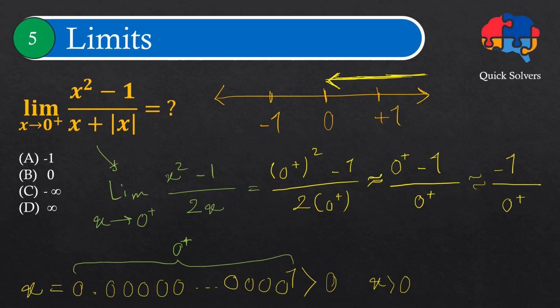So minus 1 divided by a very small number gives us infinity. But what is the sign of this infinity? Is it positive or is it negative? You see that we have both in the options here. Since the numerator is a negative number and the denominator is a positive number, this would be a negative number. So this is minus infinity. So the limit of this function when x approaches 0 from the right is minus infinity.